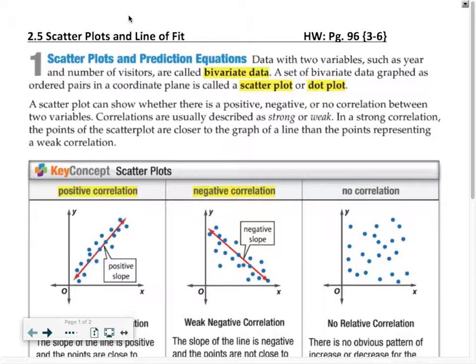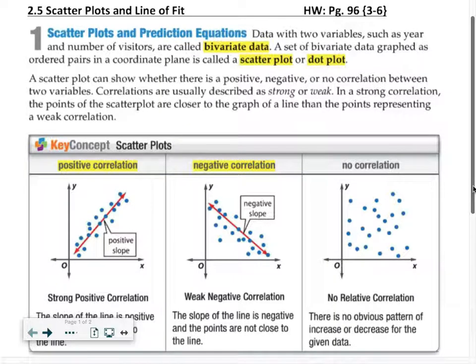And we even can see here our couple of graphs here. All three of these are scatter plots. Okay, also called a dot plot. We use scatter plot more frequently.